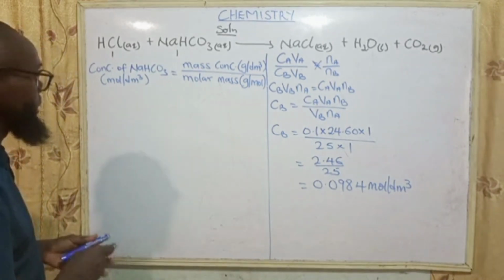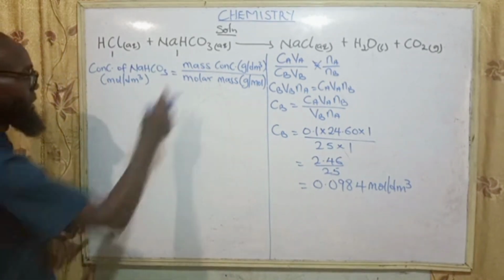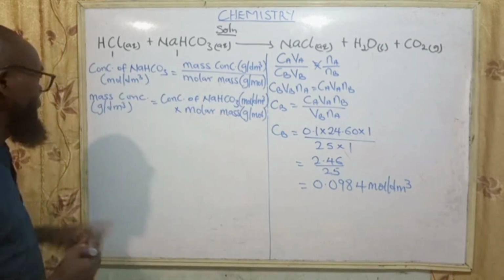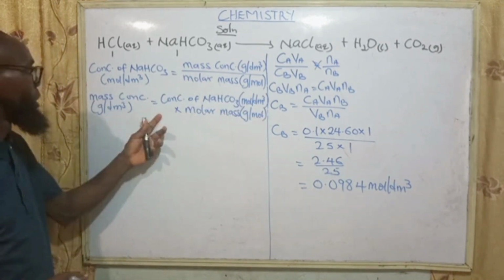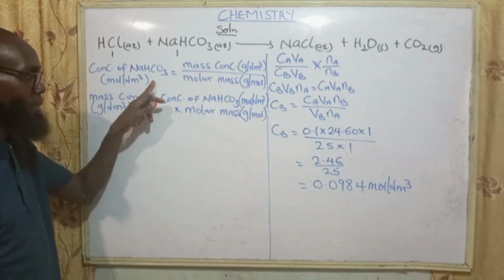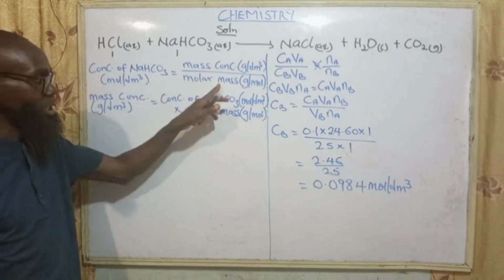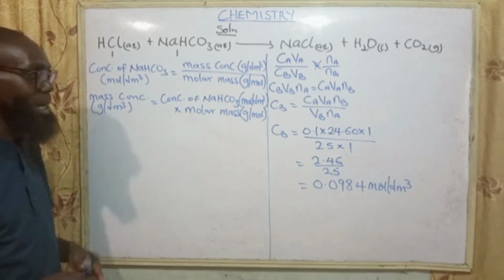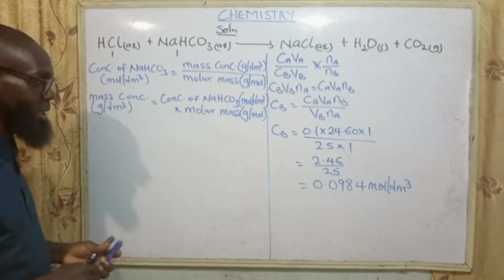So from here we cross multiply. When you cross multiply, this moves here, we have mass. So mass concentration in gram per dm cube is equal to concentration of sodium hydrogen carbonate in mole per dm cube multiplied by molar mass in gram per mole. So let us now find the molar mass of sodium hydrogen carbonate.